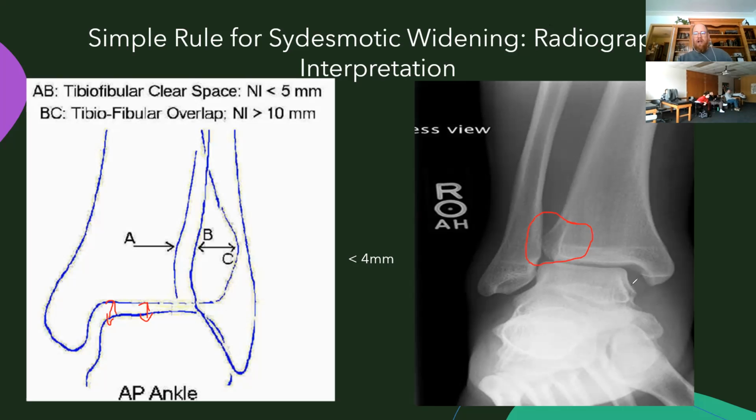We know already that the clear space at the mortise should be less than 4 millimeters. And we look at this over here on the medial side. Look how widened that is. You guys see it? That's very, very widened, right? And so what type of injury do we think this person has just by looking at the spacing? What type of sprain?